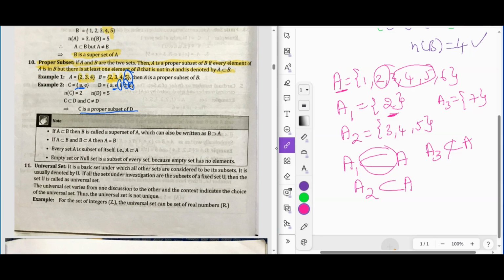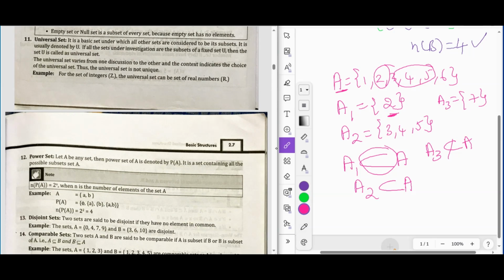Then moving on to the next one, the universal set. The set of all sets is called the universal set. It is a basic set under which all other sets are considered to be subsets. It can also be called the set of all sets, which is represented as capital U. So here Z, integers, is a universal set, integers is a subset, and real numbers is a universal set.